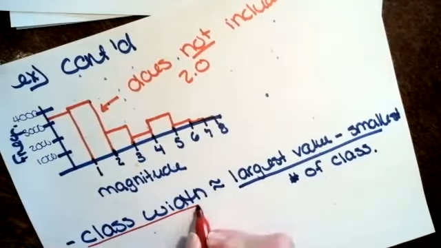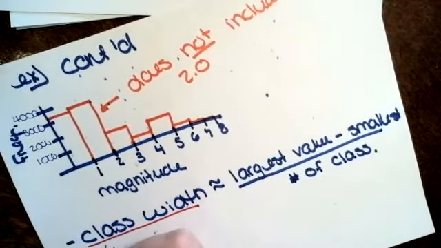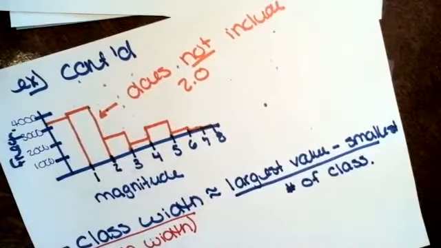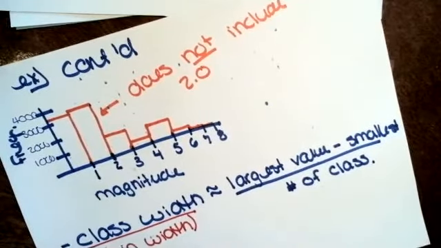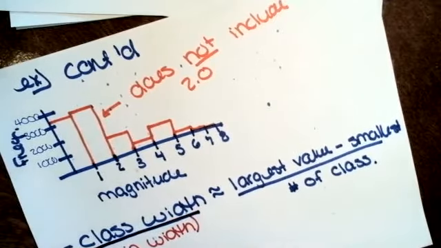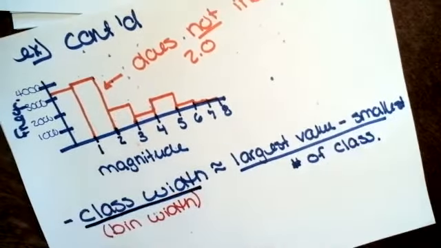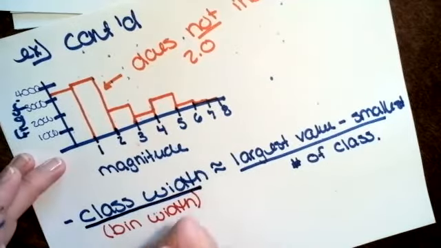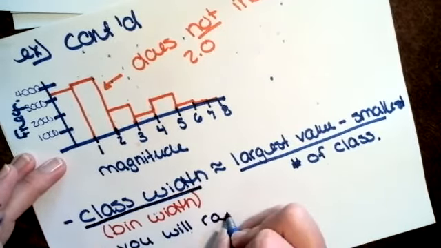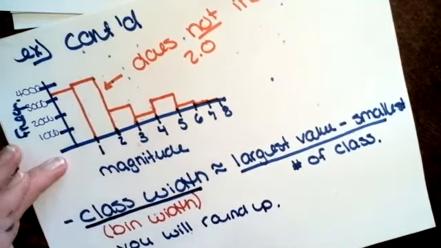So class width is also called maybe bin width or class size. I'm going to write bin width. I just like to show you all the different words. Okay, so it can be called the bin width. This is not division. I'm feeling like this is going to look like division here. This is just another word for it, the bin width. And what you need to do is round your number up. So you will round up when you do this calculation.